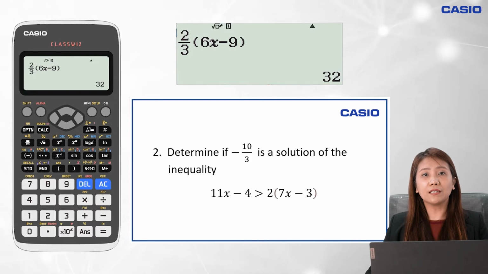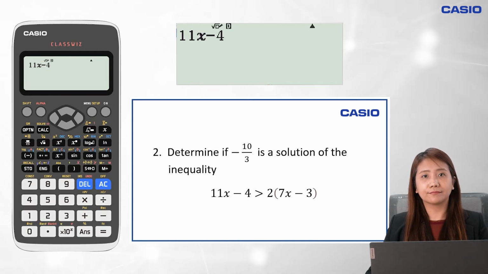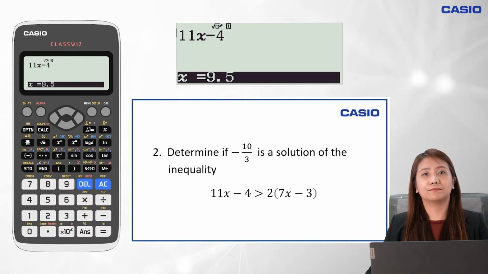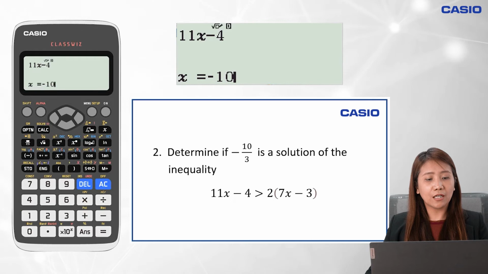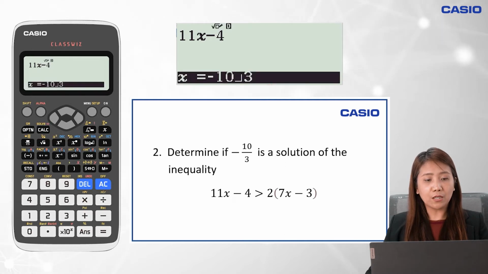To determine if negative 10 over 3 is a solution, evaluate the value of x for each side of the inequality. Key in the expression on the first side. Let's input 11, followed by x minus 4. Then let's press Calc. Classwiz will ask for the value of the variable x. Let's input negative 10, followed by the fraction key, and 3 in the denominator. We press equal sign twice.